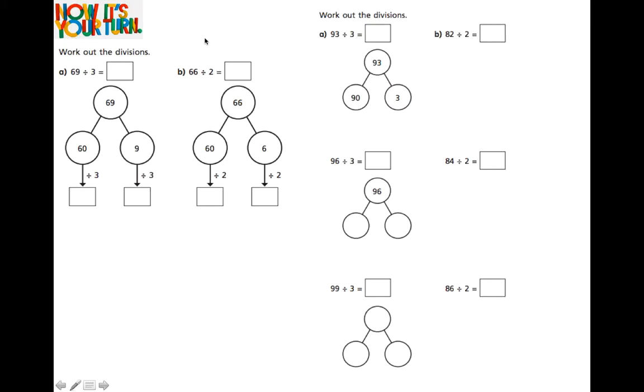Fantastic. Now it's your turn to have a go. So we've got lots of similar questions to the ones that we've been doing. So I want you to use the partitioning method to have a go at answering these questions. Okay? So remember, splitting your number into tens and ones, then dividing the tens by the number you're dividing by, and then dividing the ones by the number you're dividing by.